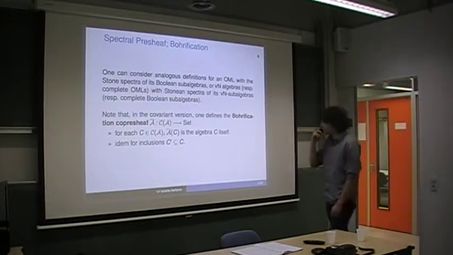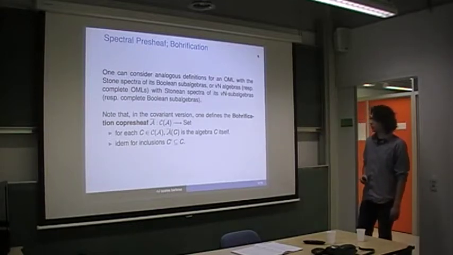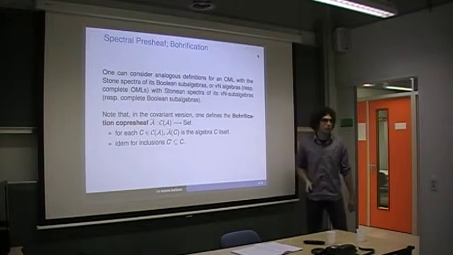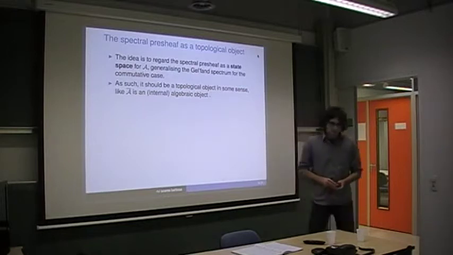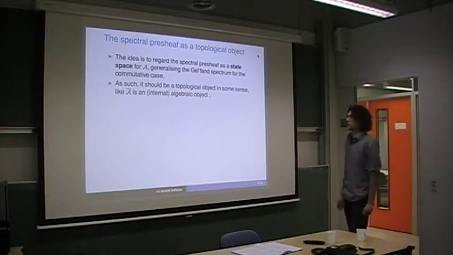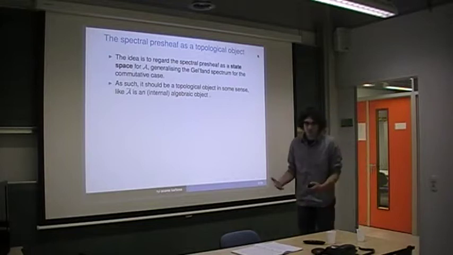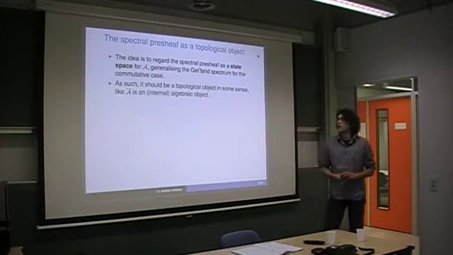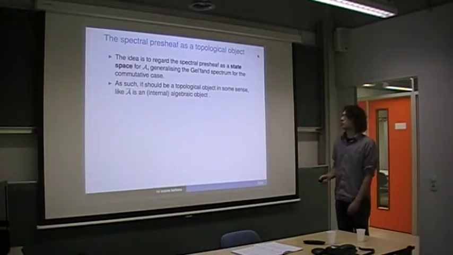And so in a covariant version of Nijmegen, we have a different object, which is the purification co-presheaf, which you'll also know what it is, so I won't spend too much time here. So the idea of introducing the spectral presheaf, the original idea is that you should regard it as a state space for the algebra, for the non-commutative algebra, and this should generalize the Gelfand spectra in the commutative case. And as such, it should be a topological object in some sense, in the same way as this co-presheaf is an algebraic object internally in the toposophy.